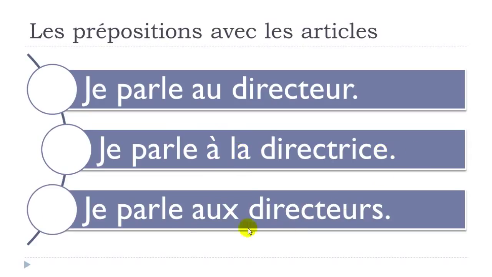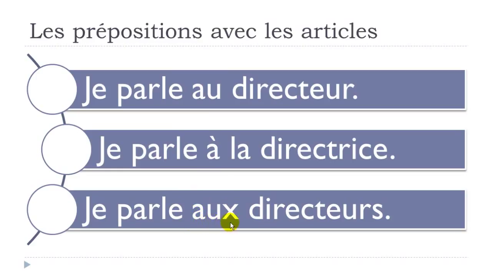And let's see the plural form now. So you've got the directors, so it's the plural form. Je parle aux directeurs. Okay, so you can see that here you combine à plus les, and you will get this aux, okay, and then phonetically you pronounce it o. Okay, so here o, masculine form, plural form, o as well.